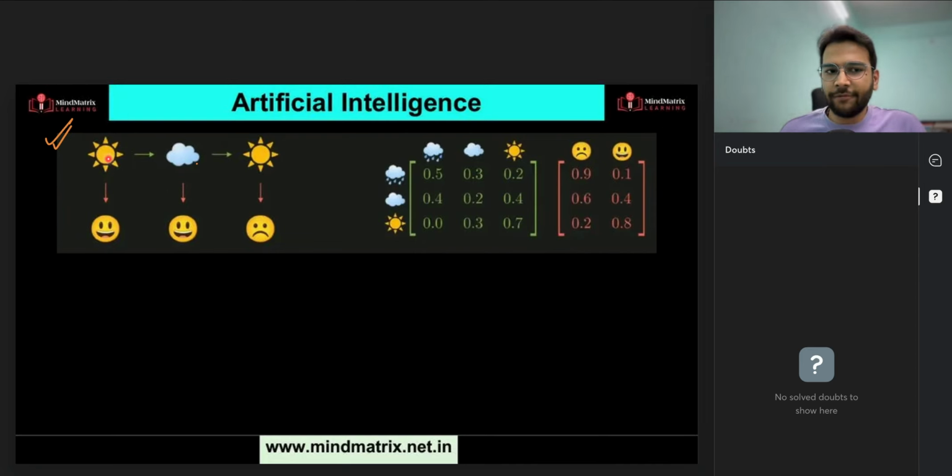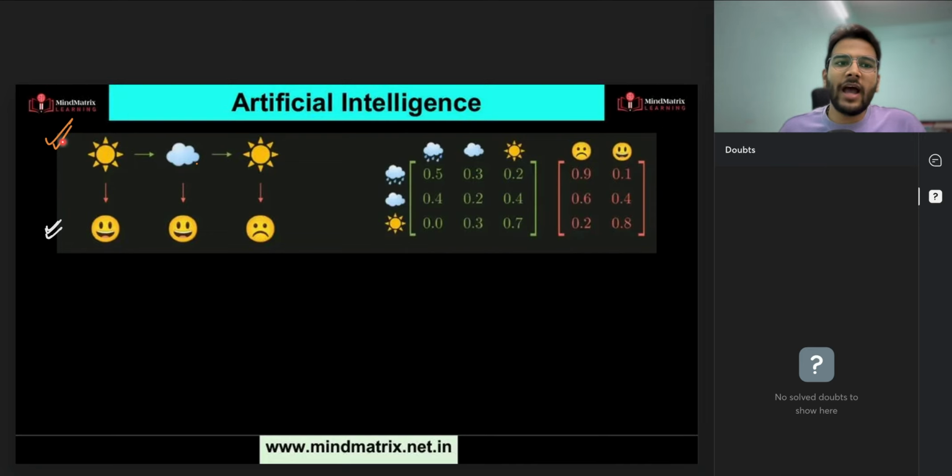So sunny on the first day, cloudy on the second day, and sunny again on the third day. I'm just predicting, as I told you also, the mood of your friend on these 3 days.